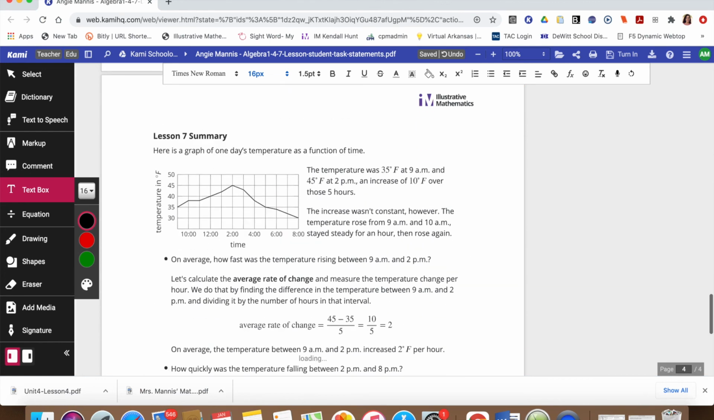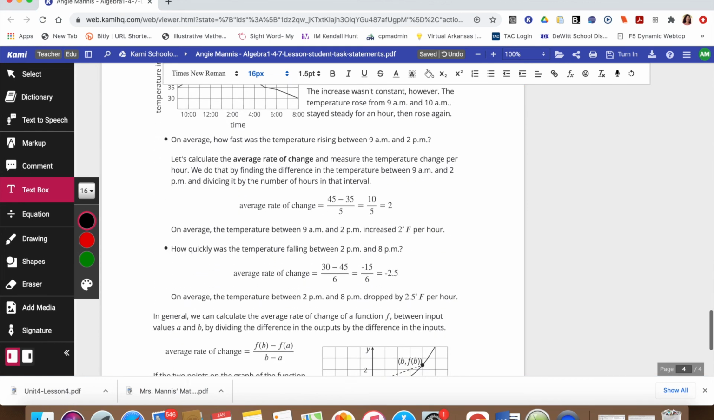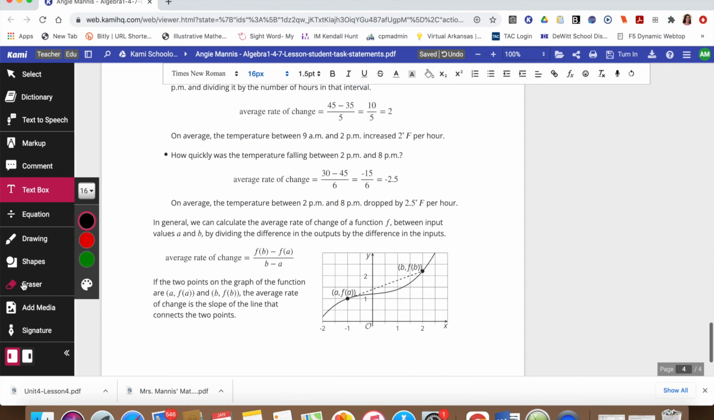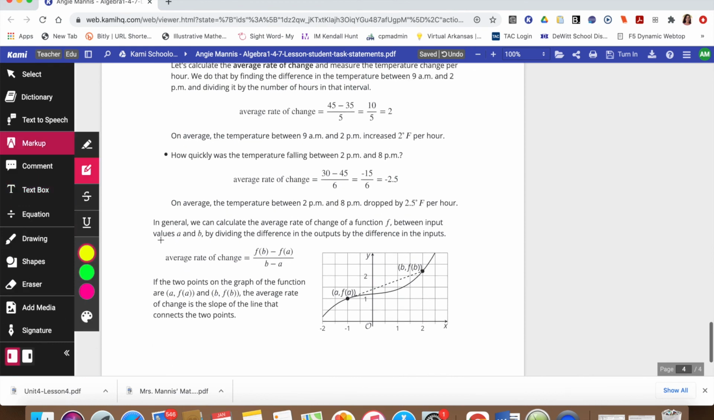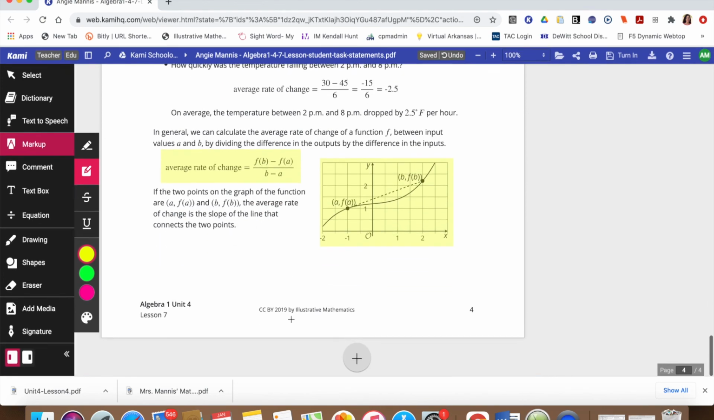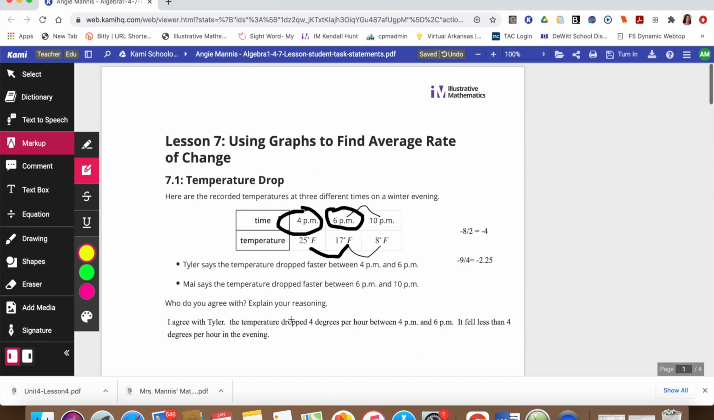Okay, so the lesson summary is always good to look at. I will show you something good in this. Right here, it talks about the average rate of change, and it shows f of b minus f of a. That's saying the output for function b minus the output for function a, and we divide that by the inputs of b minus a. And you can see the graph that goes along with that. It's always good to look at. Okay, that is all for Unit 4, Lesson 7.